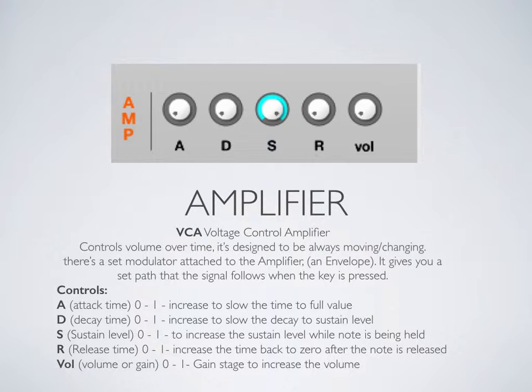As you increase the numbers here, you increase the time for the particular parameter to work. So with attack time, you would increase the time it takes to get up to full value. Decay time would increase the time to get down to the sustain level. Sustain level is the level you want to be at while the note is being held. And lastly, the release time is the time after you let go of the note that it takes to get back down to 0. And then volume and gain is just a gain stage to increase the volume.